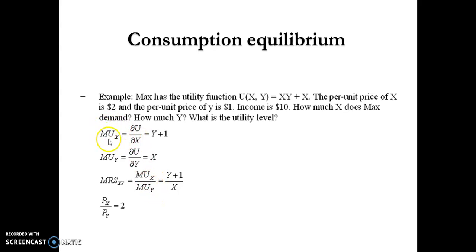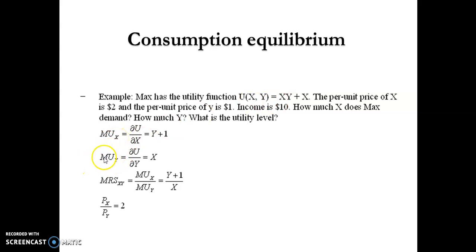My marginal utility of x is the first order partial derivative of this utility function with respect to x, treating y as a constant. So if I get my first order partial derivative of this with respect to x, I'm going to be left with y plus 1. Because if I differentiate xy, I'm just left with y. Plus, if you differentiate x, you're just going to get 1. So this is y plus 1 when you get your first order partial with respect to x.